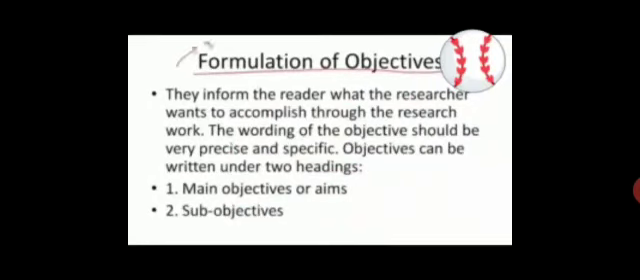Formulation of objectives. Next, step 3, is formulation of objectives. It also needs careful effort when you are formulating the research objectives. Your research objectives should be relevant to the research questions. There are 2 types of objectives which are used in research: the main objectives or aims and the sub-objectives.